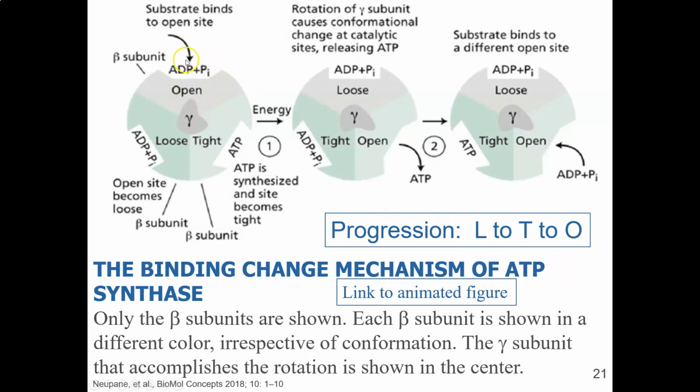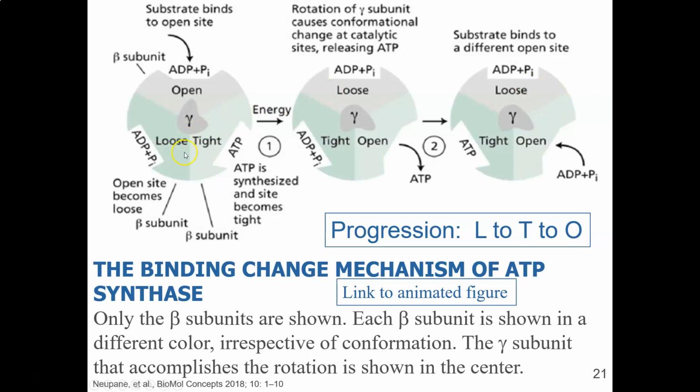So in the open configuration, ADP and inorganic phosphate bind. Then we go from open to loose. They're still bound. There's not another picture drawn right here, but we would go from open to loose to tight. And when this subunit goes to tight, then ATP is synthesized.